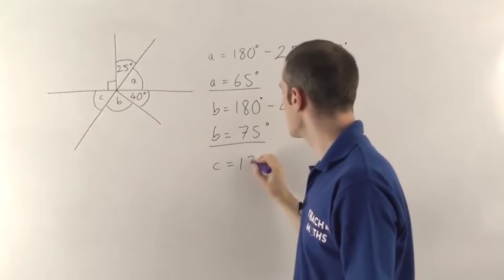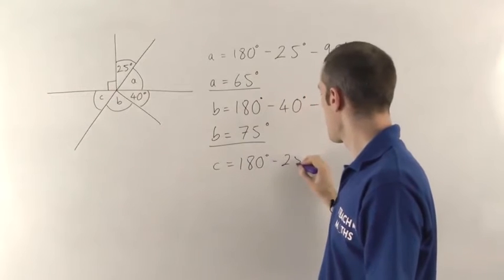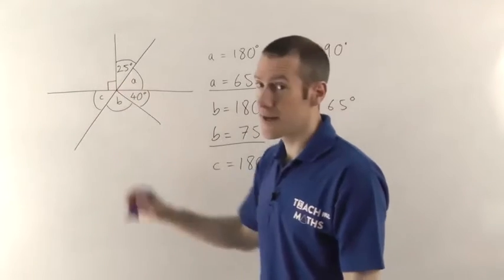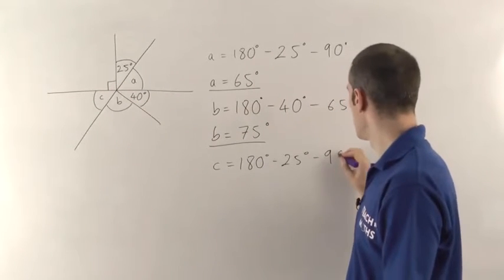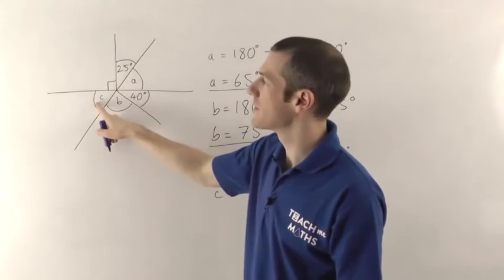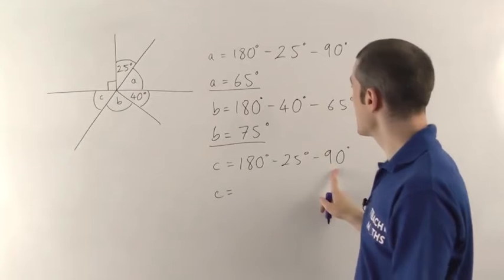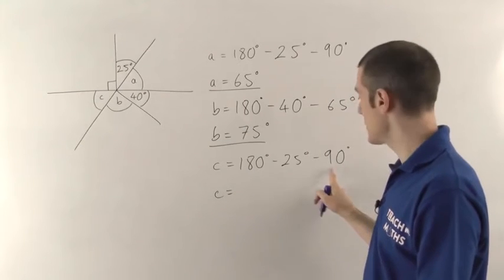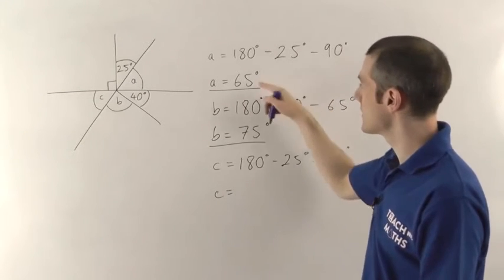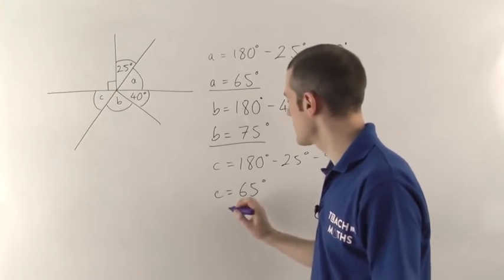So we'll do 180 degrees this time, minus the 25, minus the 90, and that should give us this one here, because that's the last one in the set. So 180 minus 90 again is going to be 90 degrees, minus 25, it's actually exactly the same as that one. C is going to be 65 degrees.